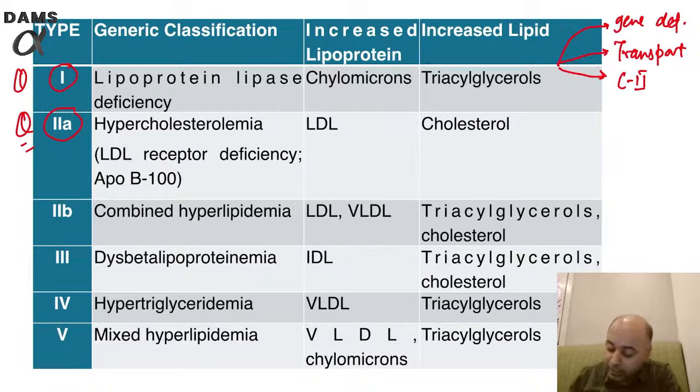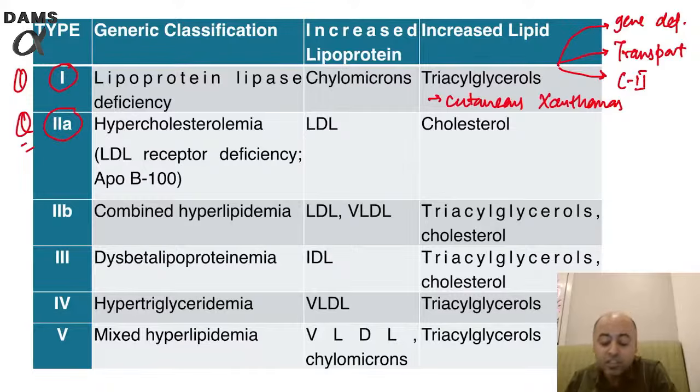Okay, and in these cases, you are going to get the cutaneous or subcutaneous xanthomas. So if the question mentions the cutaneous xanthomas, then you're looking at the lipoprotein lipase deficiency, where chylomicron is elevated and triacylglycerol values should be high.